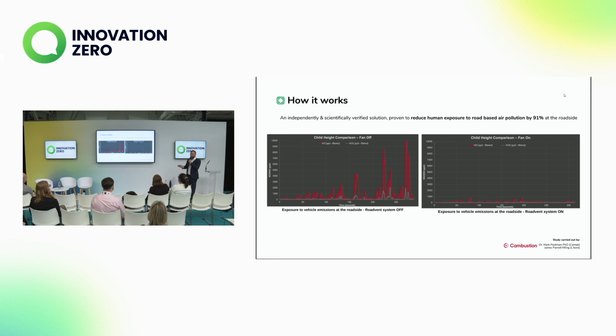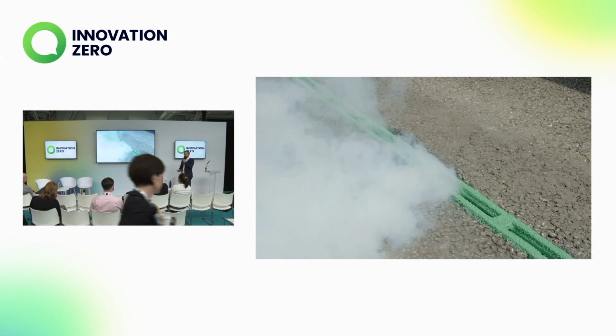The most important thing is the efficacy, and this is what we focus on. So reducing emissions exposure at the roadside. And the long story short is that on average, independent scientific testing shows there's a 91% reduction. And this graph here gives you a brief snapshot of that. But if you're able to play the video, you'll see it in action.